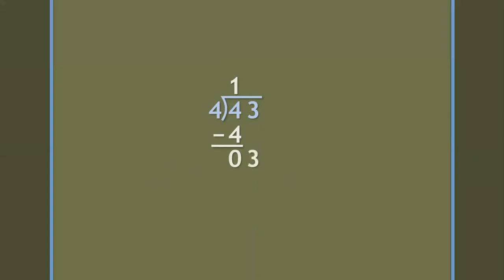4 going into 3, it doesn't do that. So you're going to have to put a 0. Then 0 times 4 will give you 0. So you know that you now have 3 left over. So that is 10 with a remainder of 3. So the sandwiches, you can put in 10 rows and have 3 left over.